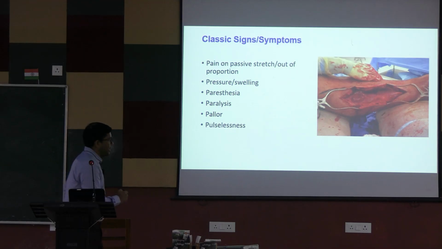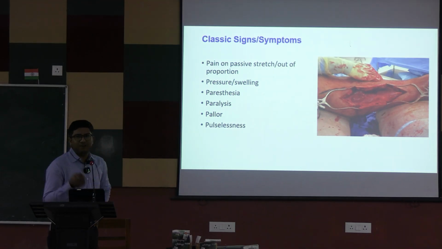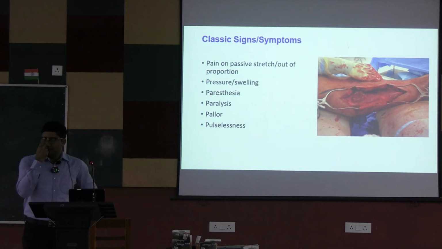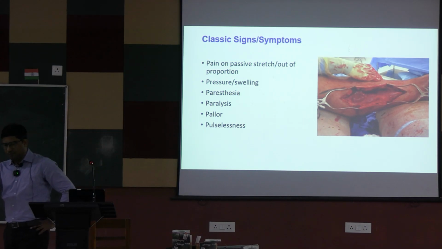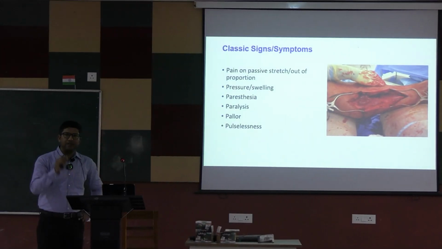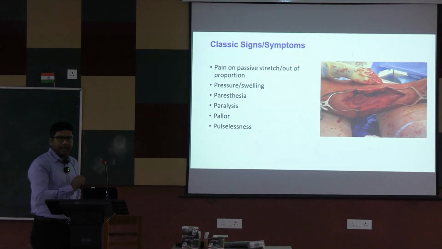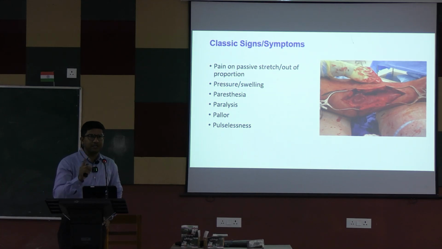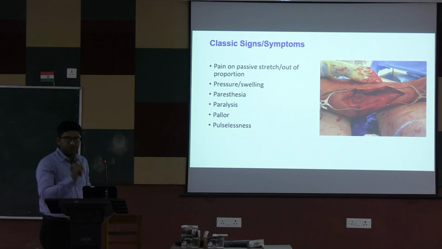So these are the classical signs. You can read it as 5Ps or 6Ps. The most important, in sequence, is pain on passive stretching or pain out of proportion to the nature of injury. Suppose this is a simple tibia fracture, a low energy transverse fracture, but this patient is having severe pain even after giving analgesic. The pain has not been relieved. That means something is fishy. That time it should give you some indication that it is not okay. Pain should have been relieved.